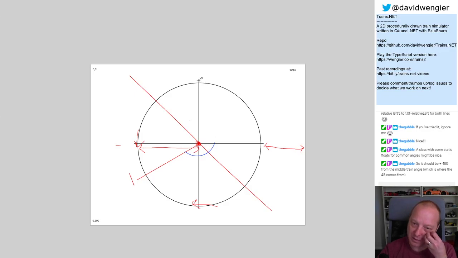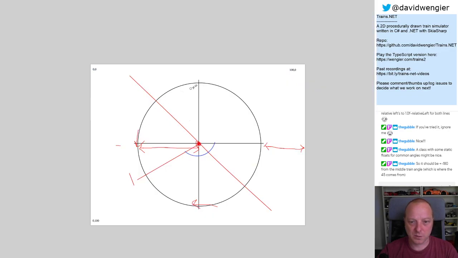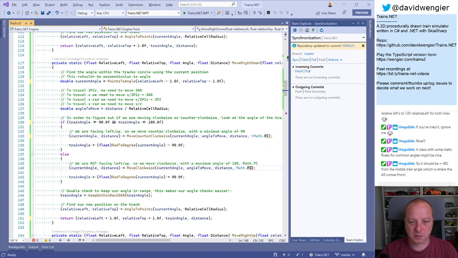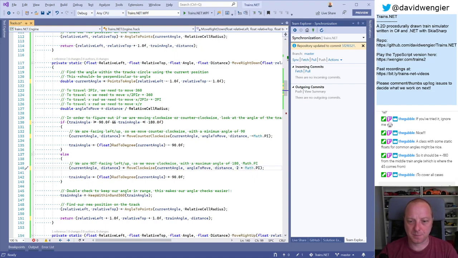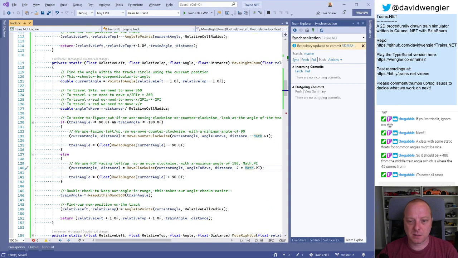Also, I've just realised that what I said here was wrong. Oh no, 180, no, that's right. Okay, and then if we're moving clockwise, we're going up, that's 270, that's 360. Because we're going this way, we'll end up here. That feels weird because it's not a 90-degree difference, but it is logically, I think.